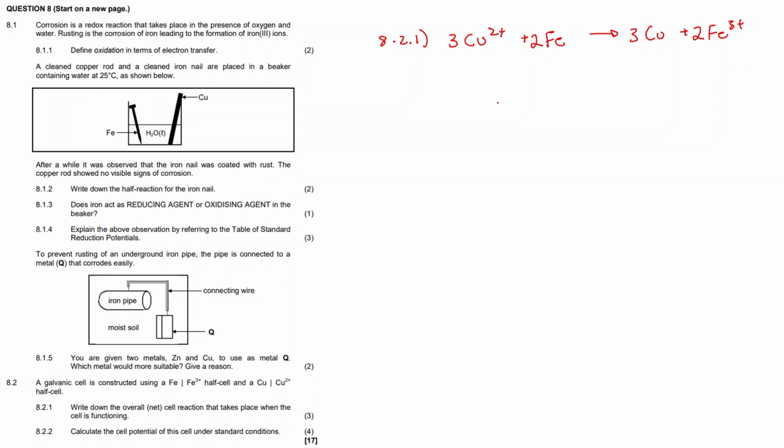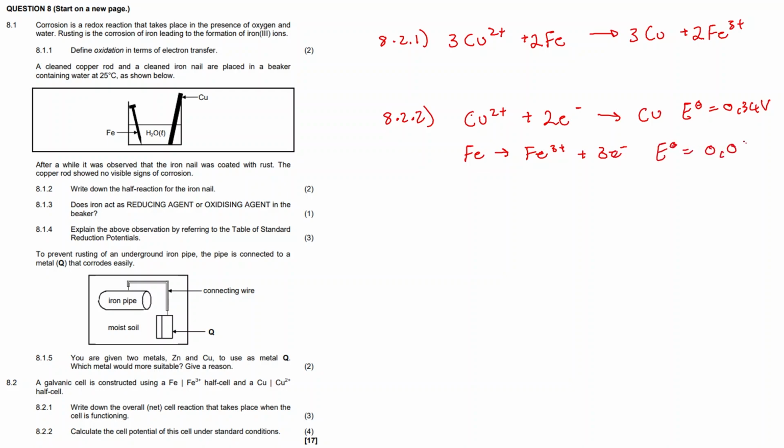Question 8.2.2. Calculate the cell potential of the cell under standard conditions. So, under standard conditions, we can break up the 2 equations and we can say we have Cu2+ plus 2 electrons as Cu2+ is reduced and we get Cu. And if we look at our redox table, this has the potential 0.34 volts. We then have Fe that goes to Fe3+ plus 3 electrons. And this has the cell potential 0.06 volts.